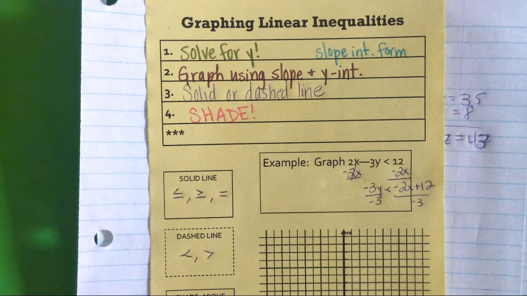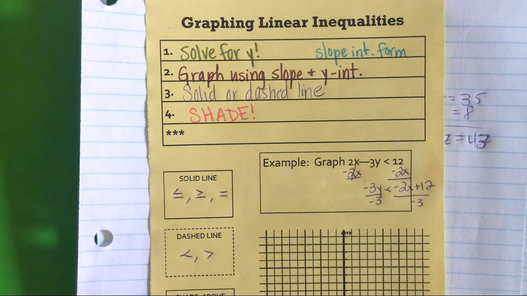Okay, and then why do I have number 4 as shade? What's shade mean? Okay, and how do you decide if you're shading above or below? If it's greater than, you shade above your line. If it's less than, you end up shading below your line.